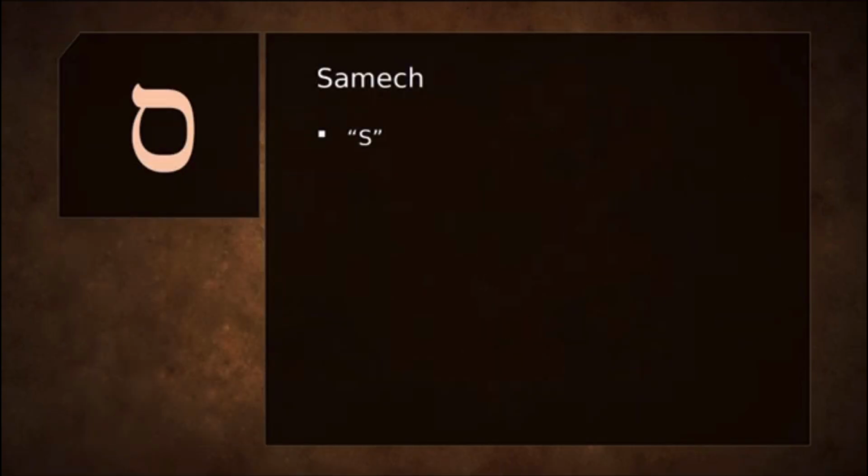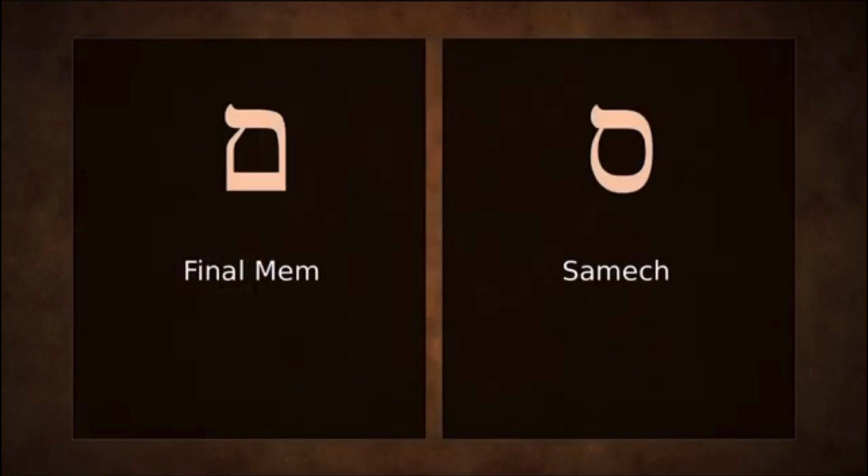Here is the 15th letter, the samech. Samech makes the sound of S, as in the word sand. The samech looks very much like a final mem. In fact, I would say that these 2 letters are confused for each other the second most out of all the letters. The difference is the bottom edge. Samech is much more rounded on the bottom, while the final mem has a totally flat bottom edge. So, pay close attention to your samechs and final mems.